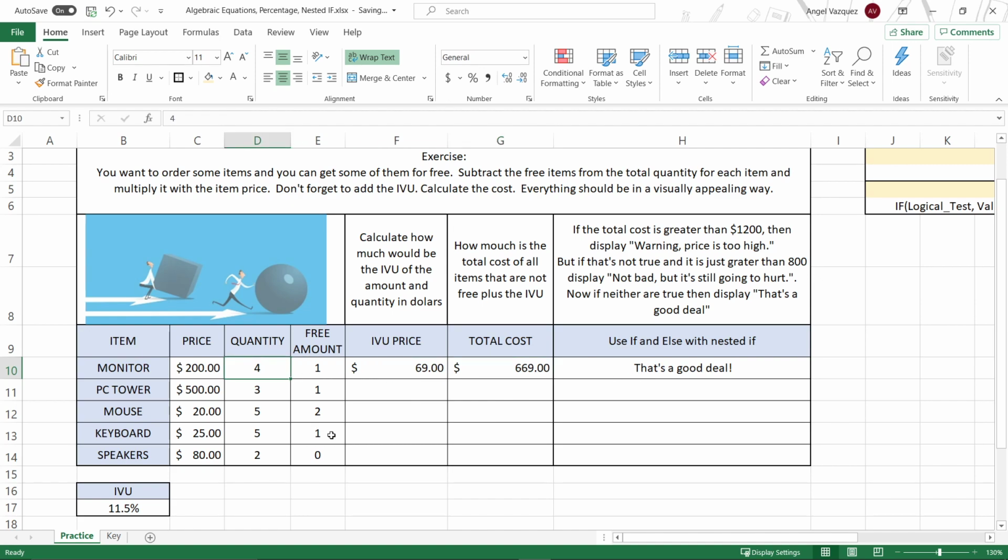But what if we wanted 6 monitors? You see, it's still under 1200, and it says not bad, but it's still going to hurt. And now if we want 8 monitors, warning, price is too high because it passed 1200. So that's basically how you use nested if and else. Now, what you should do is once you do one, you can use this to drag down the whole formula and automatically fill the rest.